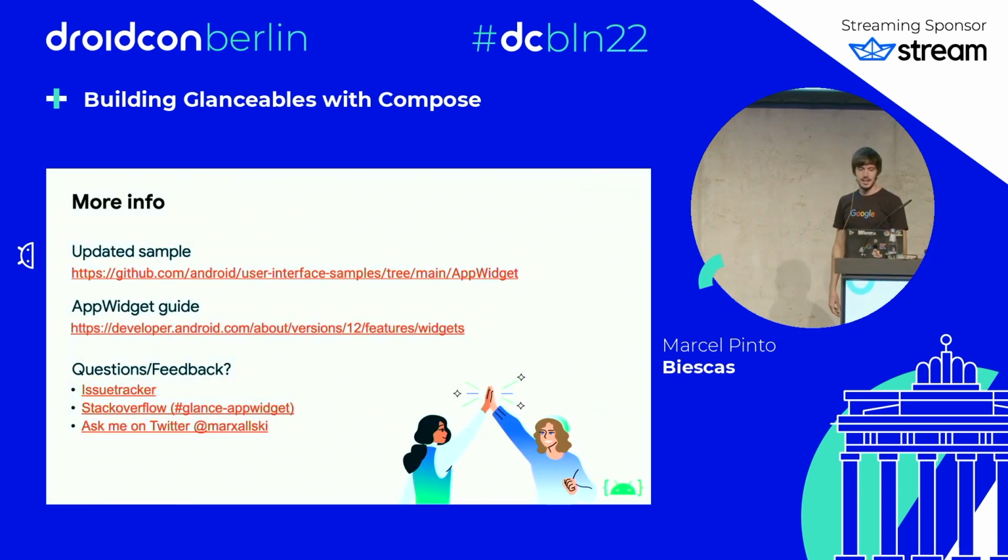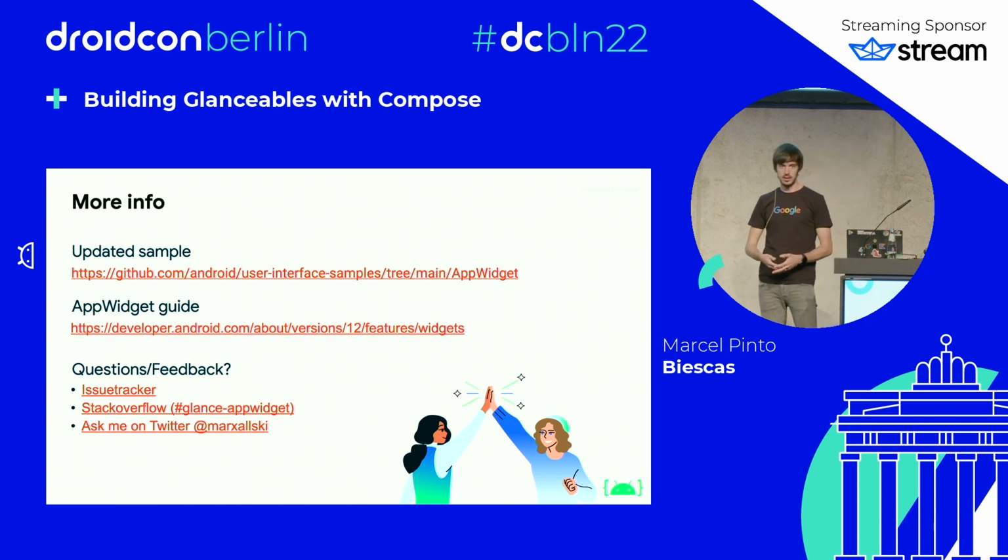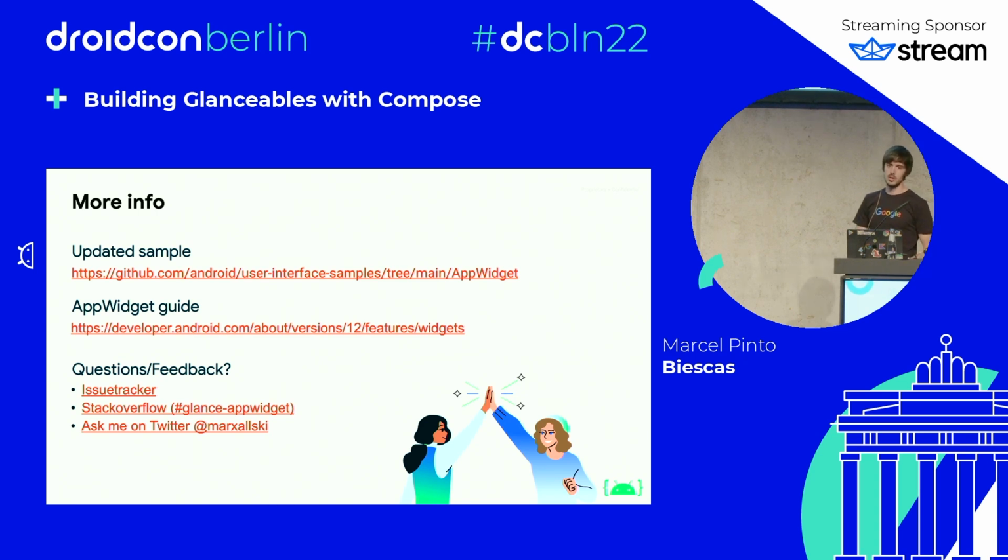All right, that's it. You have the exact code I showed here and the updated sample for the Glance version of the app widget in the official repository. We don't have guidance for Glance yet. Glance is still in alpha, so it's a bit too early to provide actual guidance. But you can check out the actual app widgets guidance. It provides many core concepts that you might need whenever you build for Glance. And of course, we welcome feature requests or issues in our issue tracker. Ask your questions on Stack Overflow, or of course, you can ping me on Twitter if you want to know more.